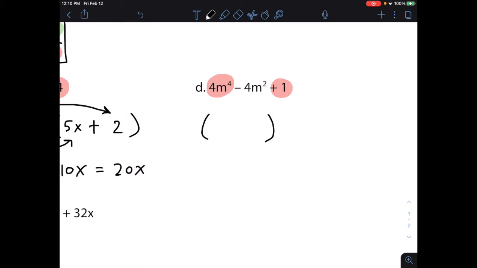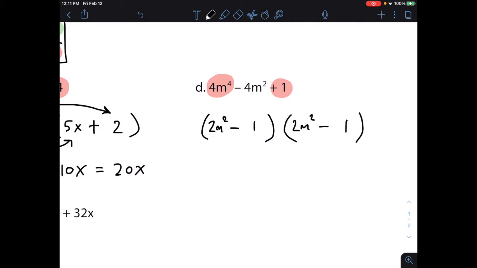This one, I do know something about my signs, because if the last term is positive and the middle term is negative, that means that both binomials are going to be negative. And so I'm going to have a 2m squared here and a 2m squared here. And then I'll have a 1 and a 1. I didn't say this before, but those two negatives do turn into a positive when we multiply them together. So if anybody was wondering back then.